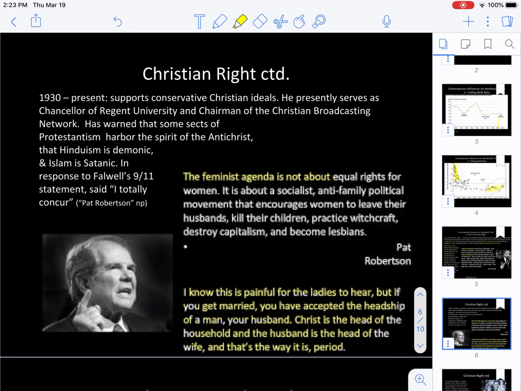And then he is the founder of the CBC, which is the Christian Broadcast Network, or CBN. This is a fun fact. He warned that some sects of Protestantism harbor the spirit of the Antichrist, Hinduism is demonic, and Islam is satanic. So these are the kind of male figures that Atwood includes as the founding fathers of her dystopia.